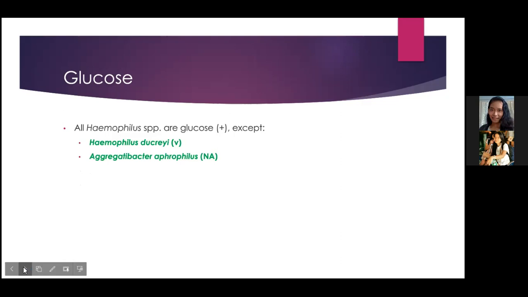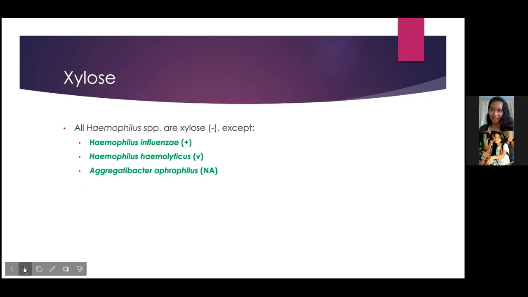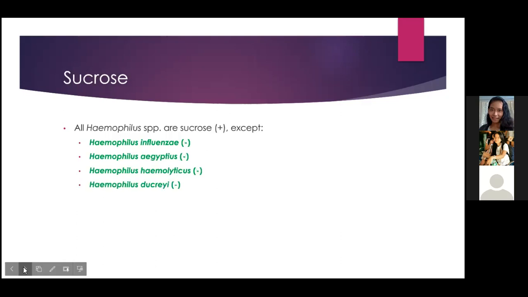and Aggregatibacter aphrophilus, which is not applicable. And for xylose, all Haemophilus species are xylose negative except Haemophilus influenzae, which is positive, Haemophilus haemolyticus, and Aggregatibacter aphrophilus, which are NA. And for sucrose, all Haemophilus species are sucrose positive except Haemophilus influenzae, which is negative, and Haemophilus aegyptius negative, Haemophilus haemolyticus negative, and Haemophilus ducreyi negative also.